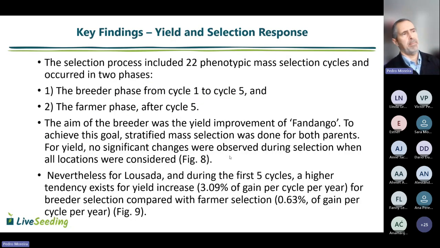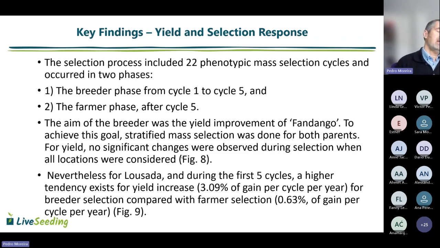And what did happen during this process? Well, this process occurred in 2 phases, the breeder and the farmer. And it was quite interesting to understand that different things changed. For instance, the aim of the breeder was the yield improvement of Fandango. And to achieve this goal, the selection was done for both parents. And for yield, no significant change was observed during the selection when all locations were considered.